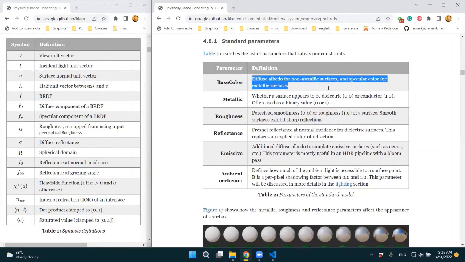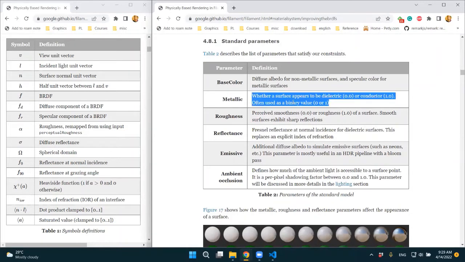Base color. It's interesting that they separate metallic surfaces into dielectrics or conductors. Because if you have 0.5, it's really weird. It's some kind of weird semiconductor, which usually you just can't see in real life, and it will look really weird. Optical semiconductor.